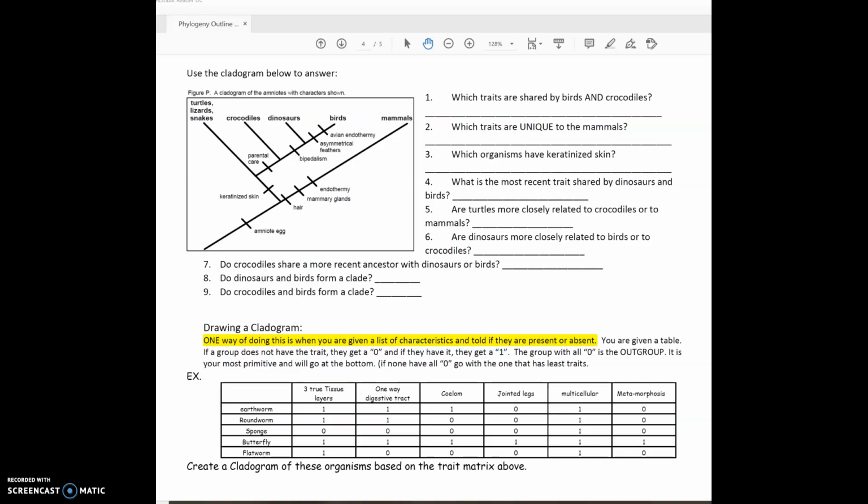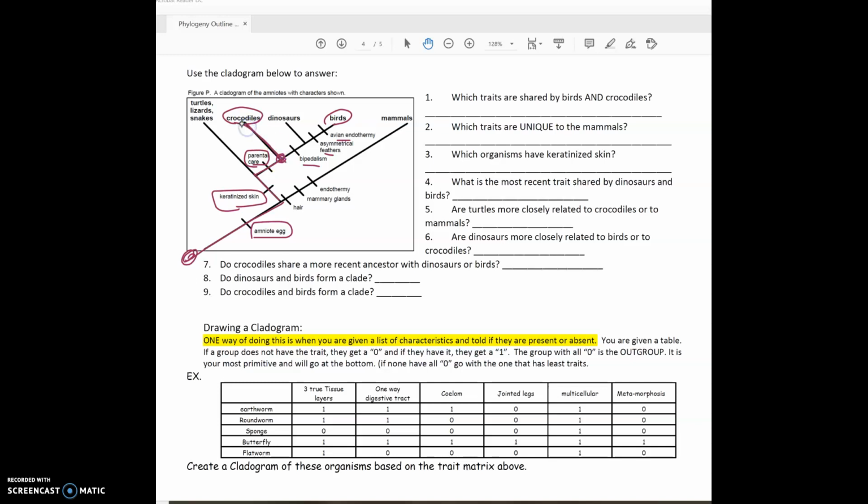So the first thing you're going to do is find the point at which birds and crocodiles diverge from each other. So here's crocodiles, here's birds, and they diverge here, which would mean that any of these traits would only be unique to the birds. But any of the traits past this point backwards to the beginning, we're assuming we're starting here, so amniotic egg, keratinized skin, and parental care, these would be traits that would be shared by both the crocodiles and the birds, and then at this point they diverge.